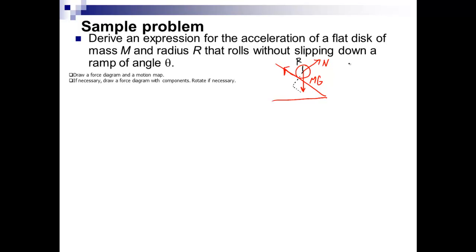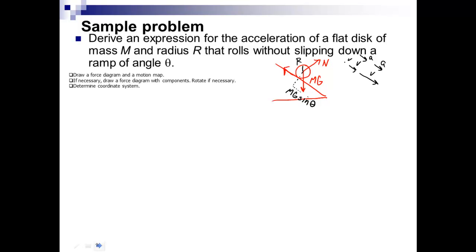Let's also include a motion map. So we'll assume it starts with no velocity and picks up velocity on the way down the incline, so the acceleration would also be in that direction. So there's our force diagram, there's our motion map. We're drawing the force diagram with components, so we've included that already. This component here would be mg sine theta. We could also rotate that, but at this time we're going to choose not to.